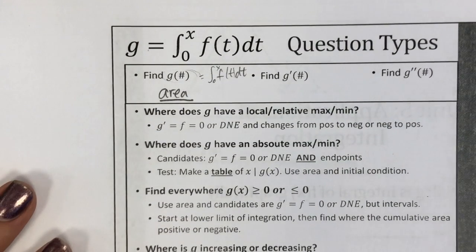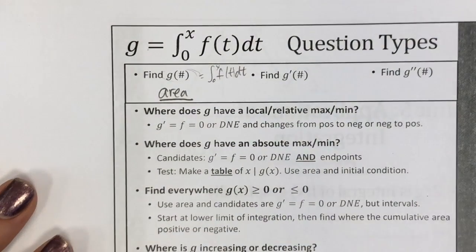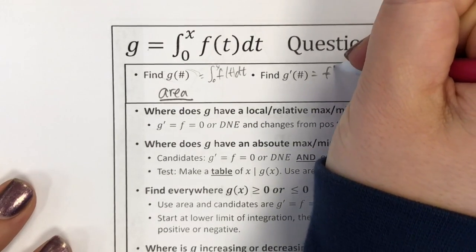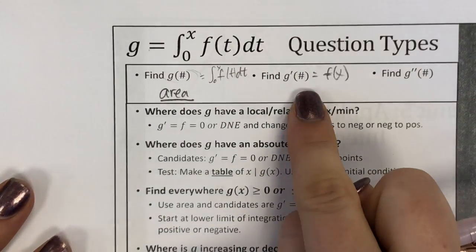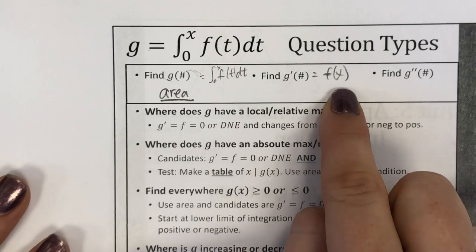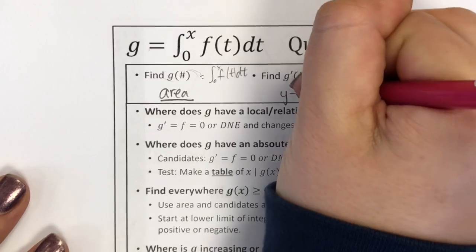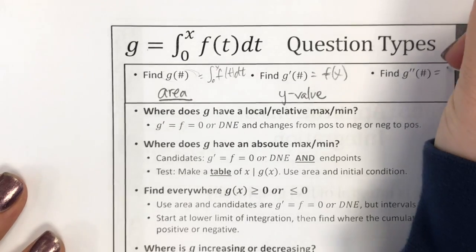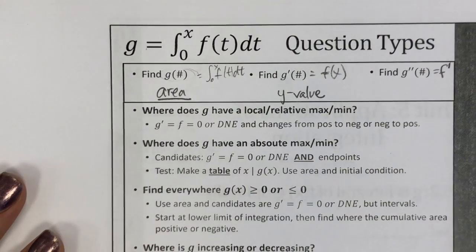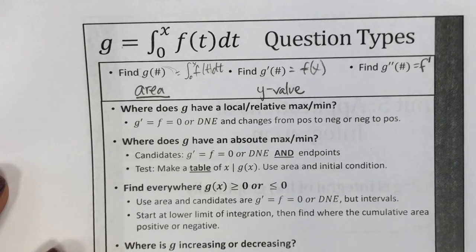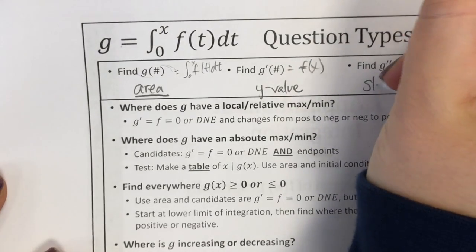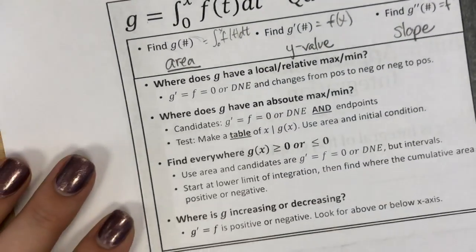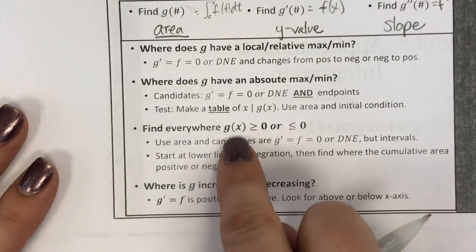Okay. How do I find G prime? Okay, well, G prime is equal to f of x. So if I'm finding G prime, I'm finding f of x. So what is that? It's the y value. If I want to find G double prime, I know that's f prime. So how do I find that from a graph? If I'm looking at f and I'm trying to find f prime, what am I looking for on the graph? Slope, right? Okay, here's the notes. This is basically the red chart written in a different way.